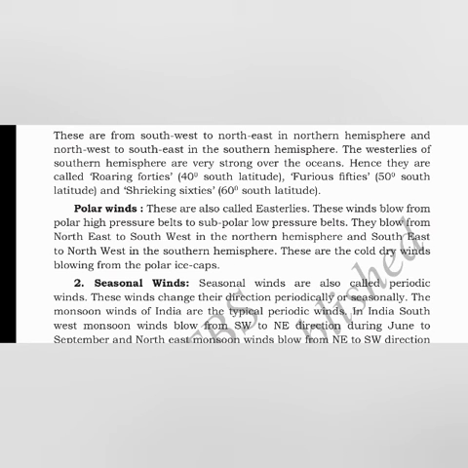The type of wind is the polar winds. The polar winds are also called easterlies. This wind blows from the polar high pressure belt to the subpolar low pressure belt in the northern hemisphere. In the southern hemisphere, these polar winds blow from northeast and northwest. These are cold and dry.